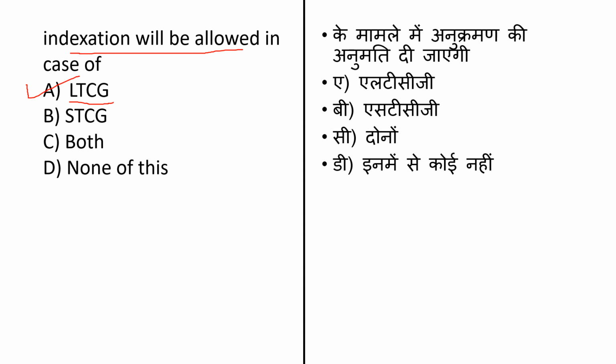Second one is STCG, the short-term capital gain. Short-term capital gain is a tax levied on the profit generated from the sale of an asset which is held by the government, defined for a short period, is called a short-term capital gain. Third option is both, that is long-term capital gain and short-term capital gain, and the last one is none of these.